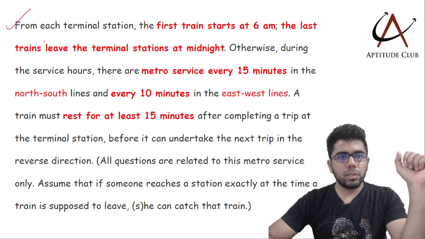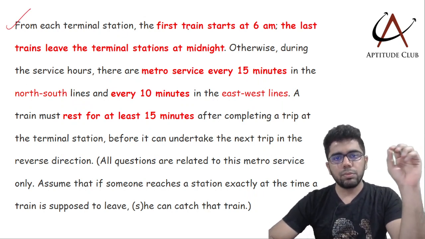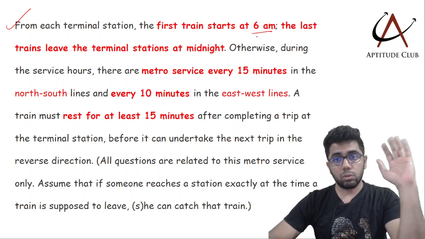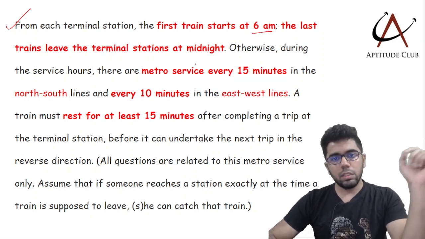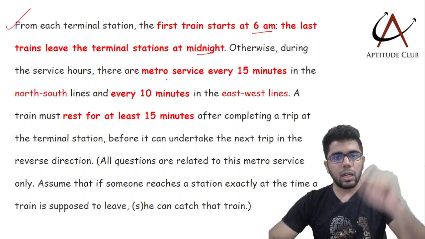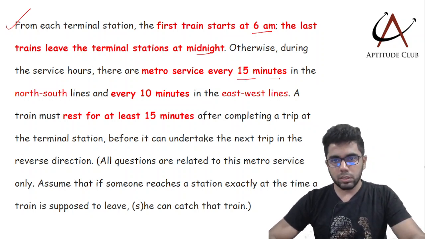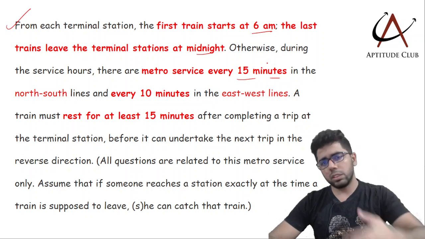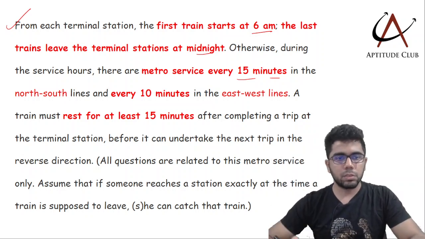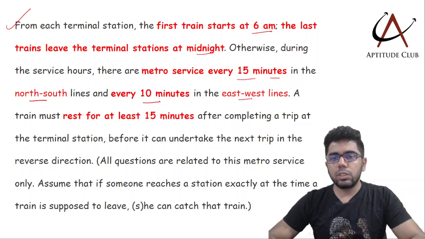Now the second part of the question, from each terminal station the first train starts at 6 a.m. So every terminal से एक ट्रेन 6 बजे स्टार्ट होता है सुबह and the last train leaves at midnight. Otherwise during the service hours there are metro services every 15 minutes. So every 15 minutes में एक एक ट्रेन टर्मिनल से निकल रहा है, each terminal से every 15 minutes में in the north south direction, whereas every 10 minutes in the east west direction. Okay, again crucial piece of information.